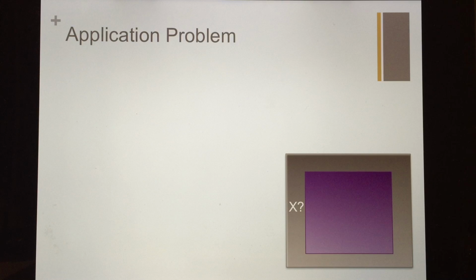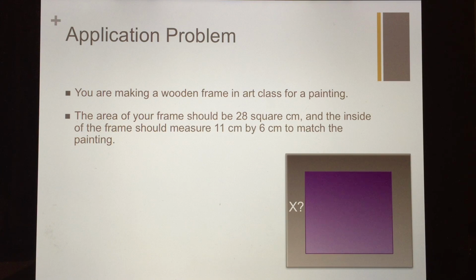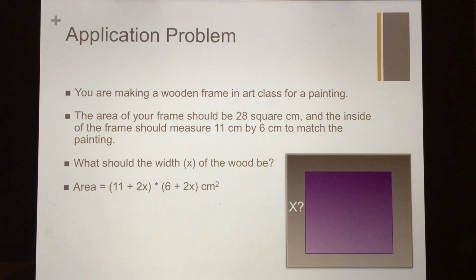Now an application problem. Let's say you're making a wooden frame in art class for a painting. The area of your frame, just to make sure it's nice and structurally sound, should be around 28 square centimeters. The inside of the frame should measure 11 centimeters by 6 centimeters to match the painting, because obviously you don't want to put the frame on top of the painting. So in order to find this, we want to know how wide should the wood be in order to measure up to what the area should be.